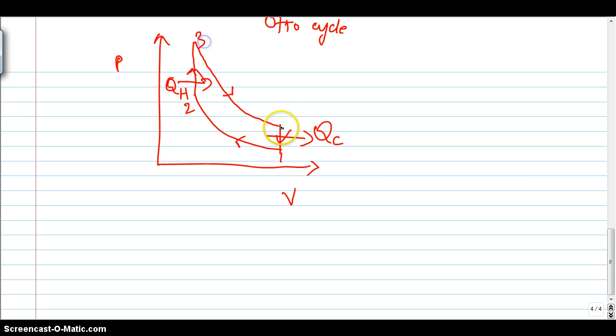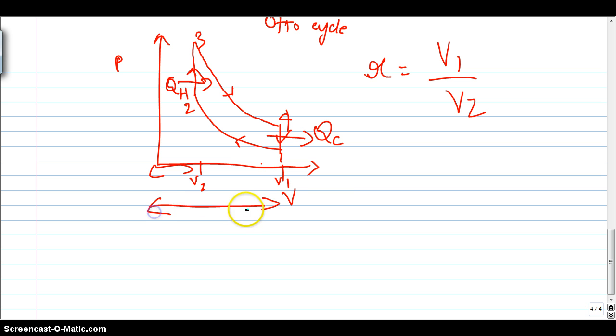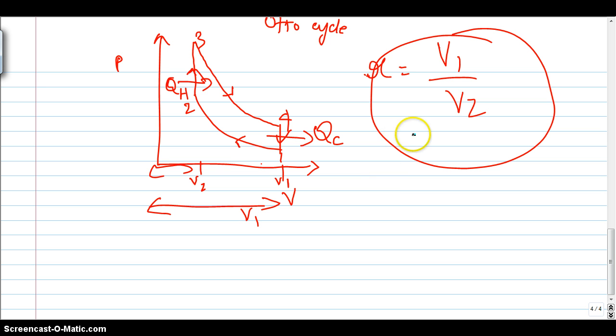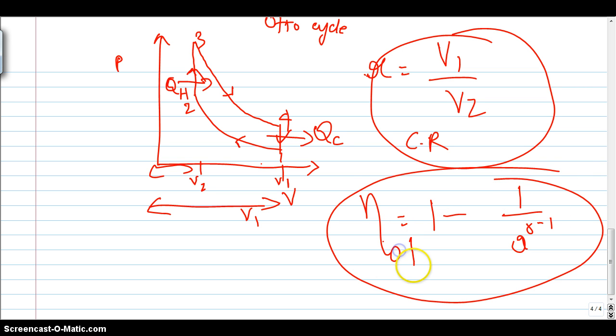Just a quick recap of what you might have learned. You will have a parameter called the compression ratio. This is V1, and up to here is V2. We have something called the compression ratio, and this is what we use to define the efficiency of the Otto cycle.